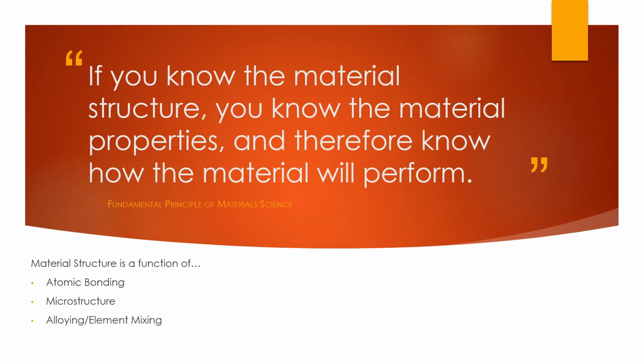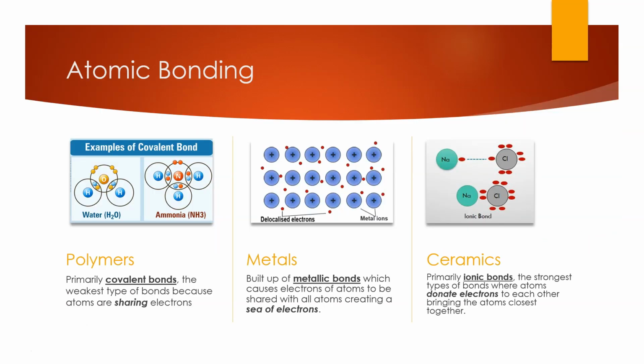One of the fundamental principles of material science and specification is that if you know the material structure, you know the material properties, and therefore you know how the material will perform. There are three major areas that govern a material's properties: atomic bonding, microstructure, and alloying. Material performance looks different for the main material types in part due to the type of bonding between atoms.